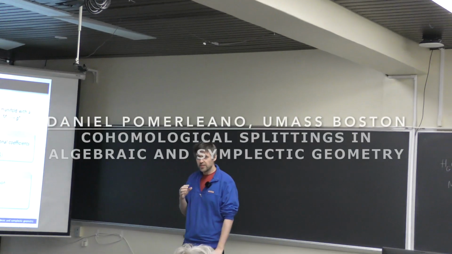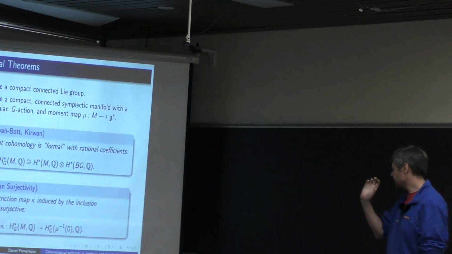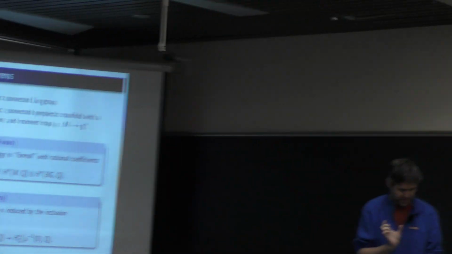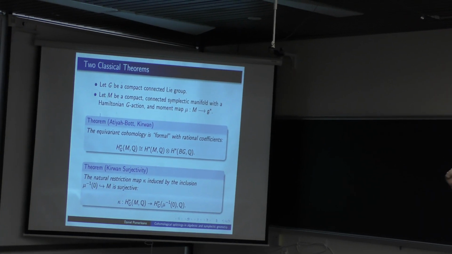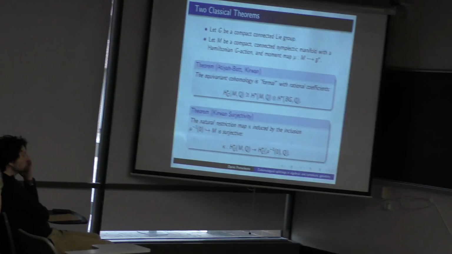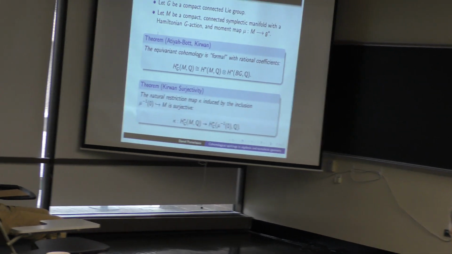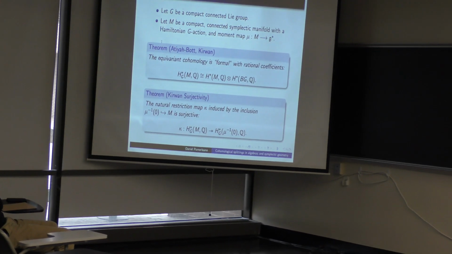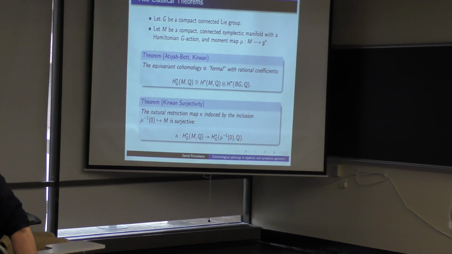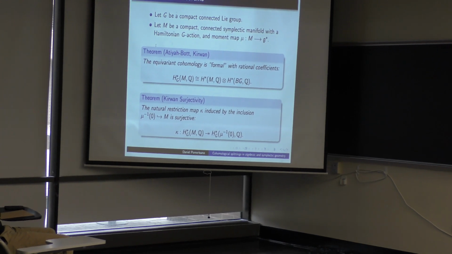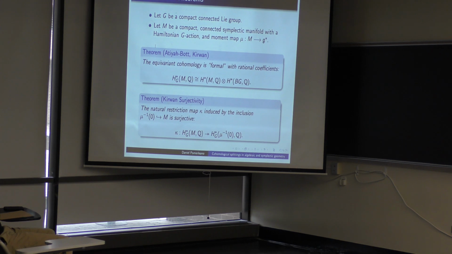Kirwan, it's called the Kirwan surjectivity result, which says that if you look at the inclusion of the zero level set of the moment map, so in general, in symplectic geometry, we like the case where G acts freely on the moment level set, so that we can take the quotient, or maybe it acts with some finite stabilizers, and you can get a quotient symplectic orbifold.